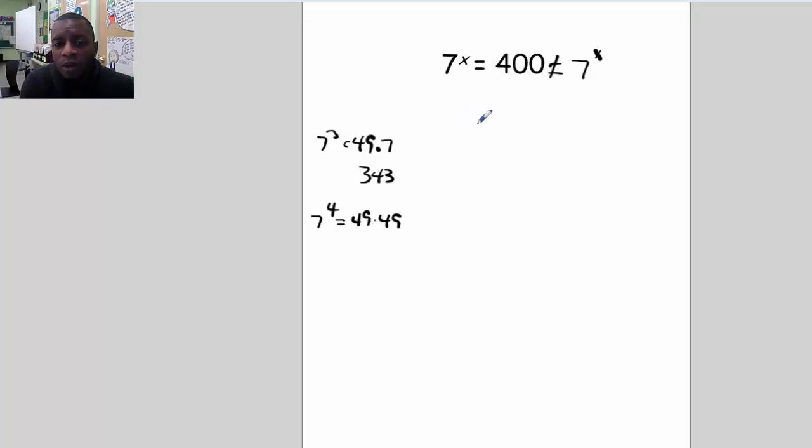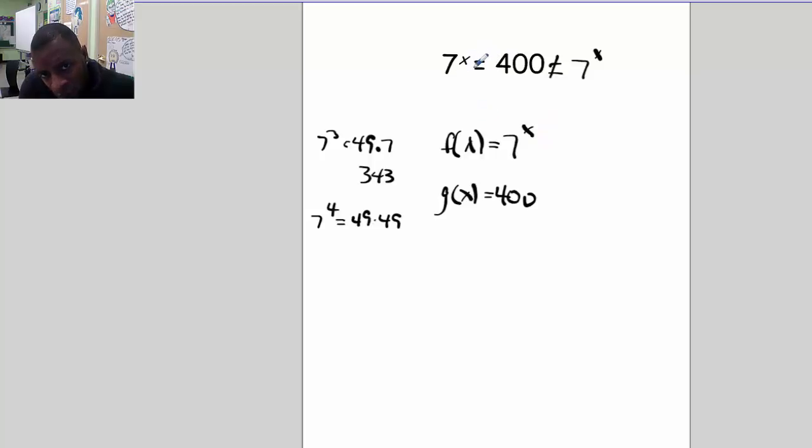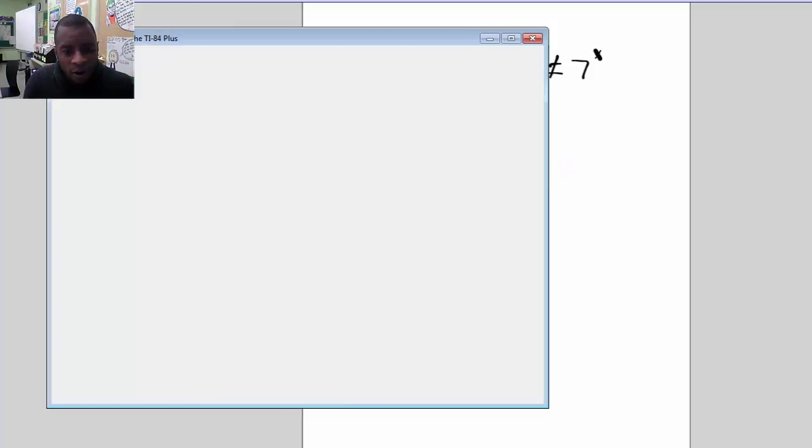So what we want to do is use our calculator to try to figure out what our exponent should be. And how we're going to do that is we're going to make these two sides of our equation into functions. We're going to define f of x as the left-hand side, which is 7 raised to the x power, and the right-hand side we're going to define as g of x, which is 400. In order to figure out what the power x is, since these are equal, we want to find out where they intersect.